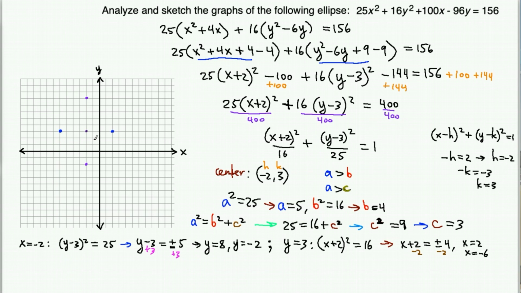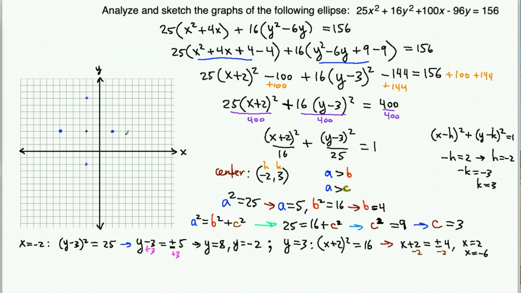And now we need to find the Foci. As you can see, the A values are used to find the vertices. The B values are used to find the co-vertices, right? You can see the B value is 4. And the B value is the X value, obviously, whereas the A value was the Y value, right?